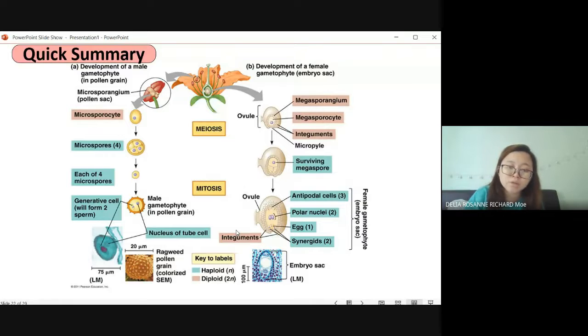You learn in 9.1 that plants have reproductive organs. The flower is the reproductive organ of the plants. In the flower, you can find the anther. Inside the anther, you can find the male gametophyte developing into the pollen grain. Also in the flower, you can find the megasporangium. Inside the megasporangium, you have these things that eventually become the embryo sac.